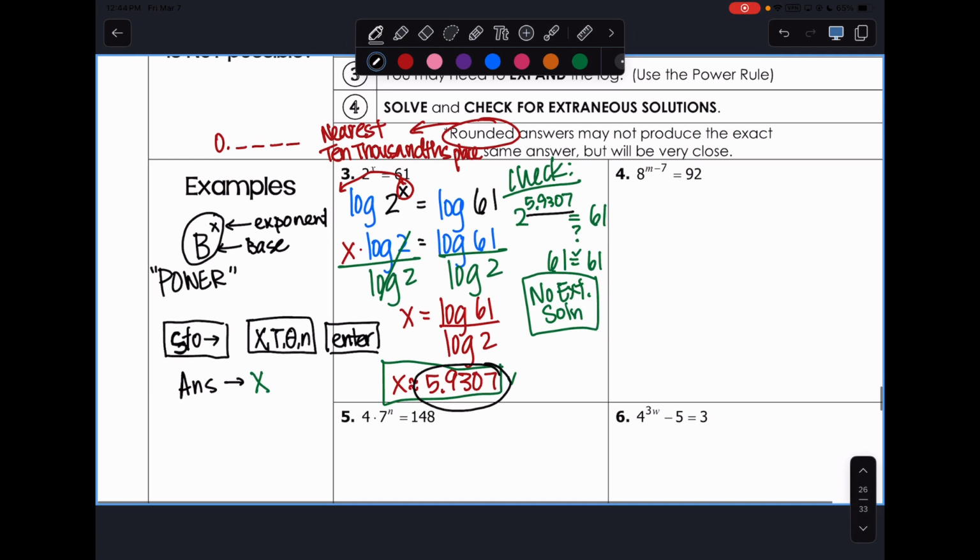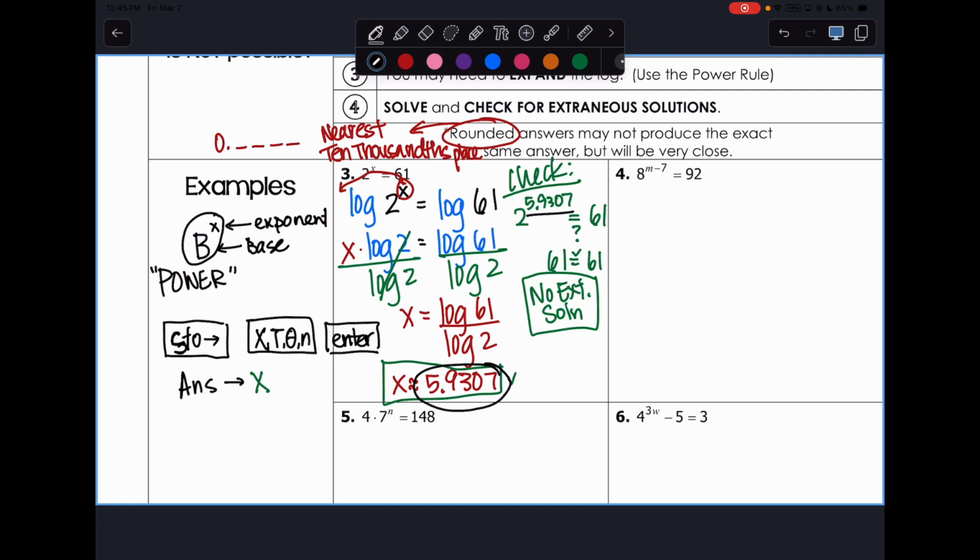All right, here we go. Is the power with the unknown by itself? On number 4, I know some of you are shaking your heads no, but the exponent m minus 7 goes together, so this is one power. Is this one single power by itself? This is not. Number 6 is not, because minus 5 is taking away after you've taken the power of something. Does that make sense? Do you see the difference?